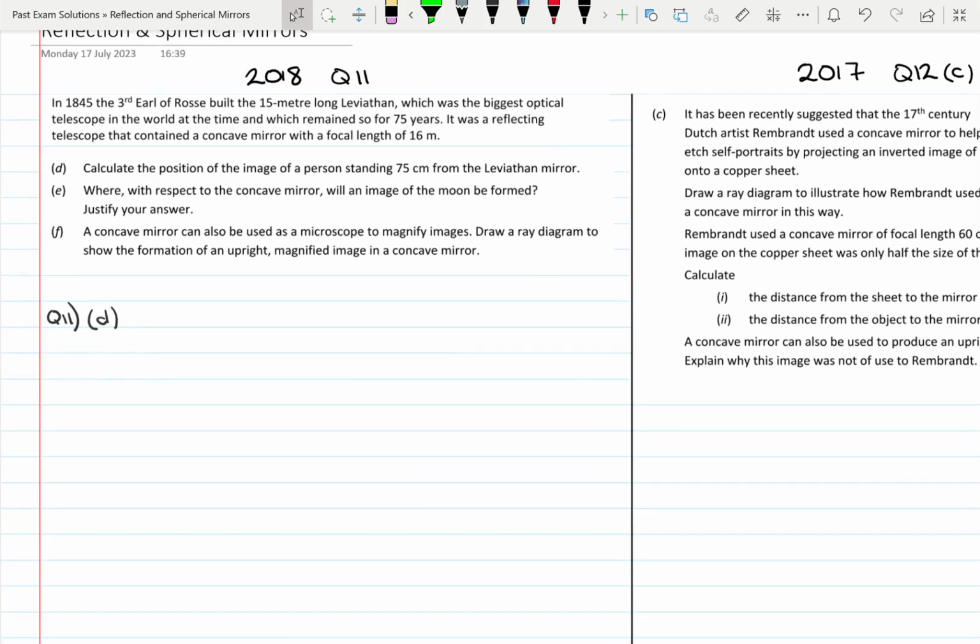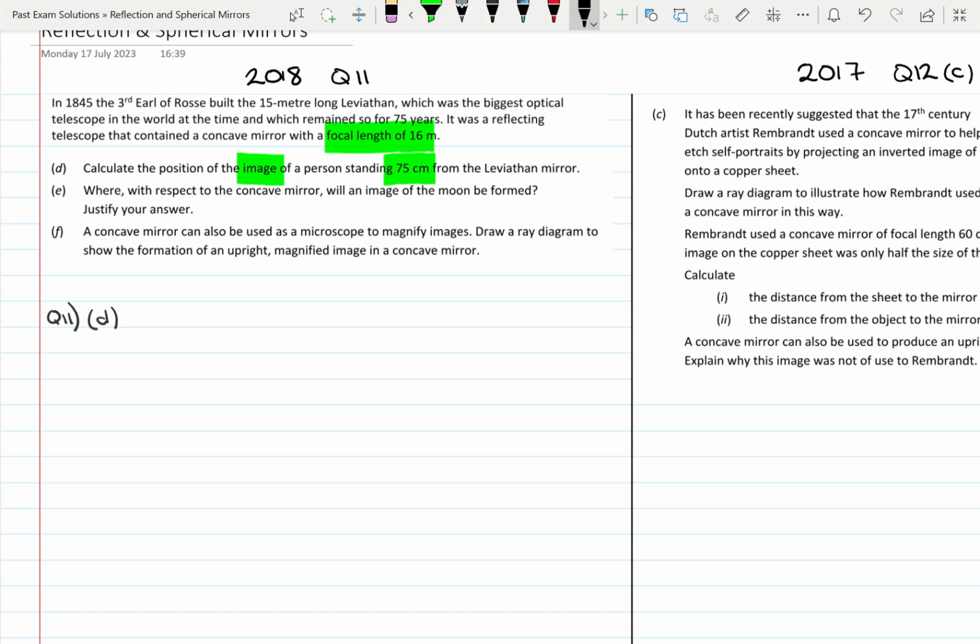So question 11, part D. The first thing we're asked to do is calculate the position of the image of a person standing 75 centimeters in front of the concave mirror. From the previous snippet, we can see that we are told that the focal length of that mirror is 16 meters. So therefore, we have everything we need in order to do this question.